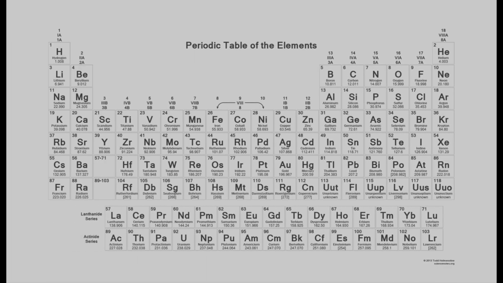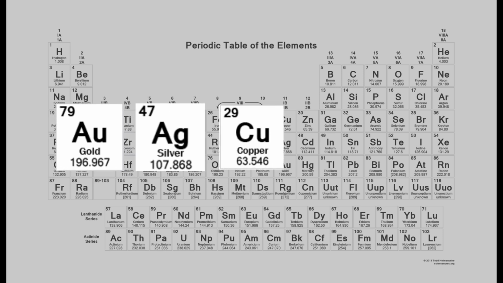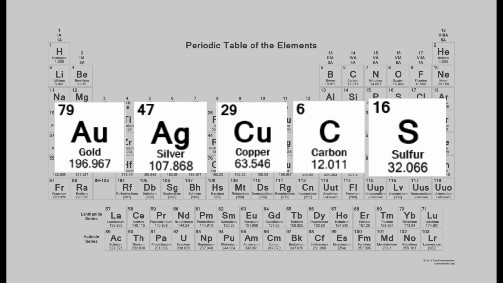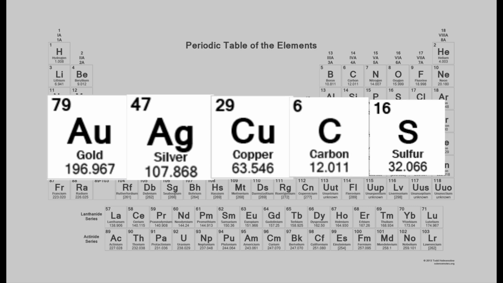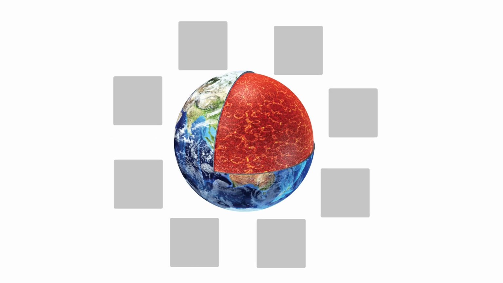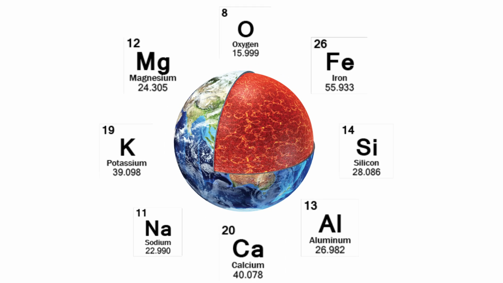On rare occasions, elements can occur in pure form on Earth. These include metals in solid form, such as gold, silver, and copper, and nonmetals like carbon and sulfur. In these cases, many atoms of the same element are bonded together. Eight elements are commonly found in rocks and minerals of Earth's crust, and they make up nearly 99% of the crust composition. They're all listed here.